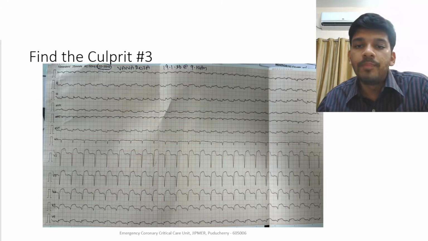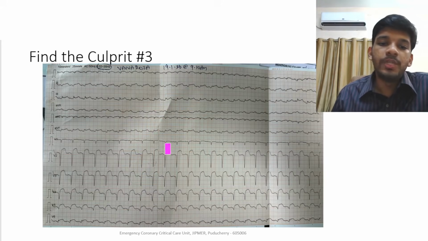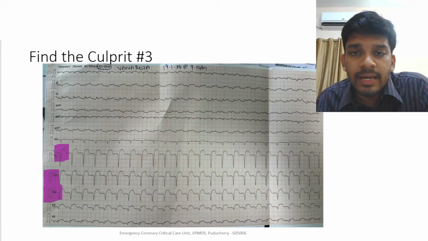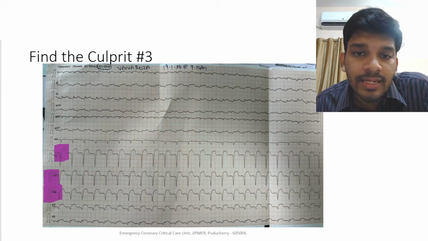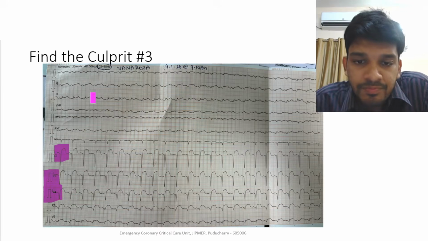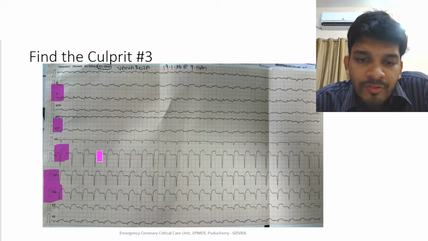Now going to the third culprit, what you see predominantly here is V2, V3, V4 ST elevations. They are striking, they are very striking. They are looking at you in the eye that there are ST elevations present. Then if you look at this, there are ST depressions in 3 and AVF. 3 and AVF are having ST depressions which are more than 2.5 millimeter. So it is proximal to D1.